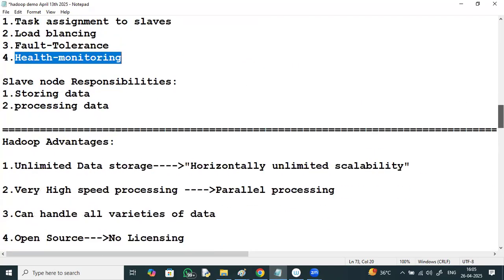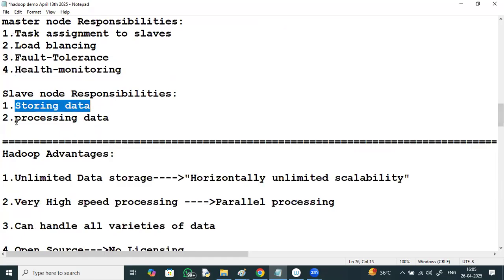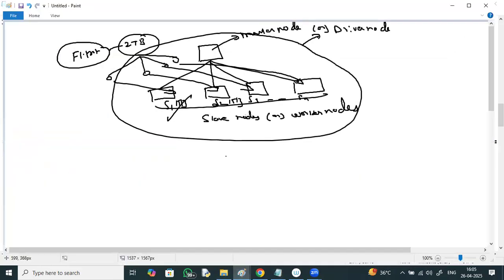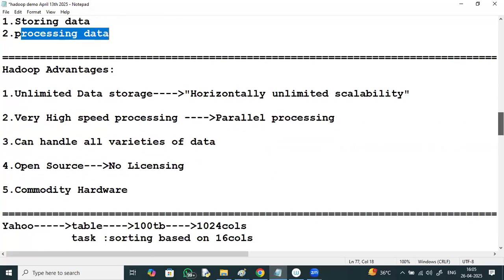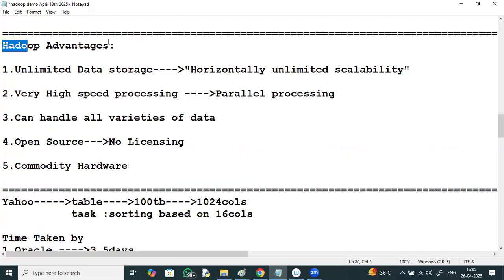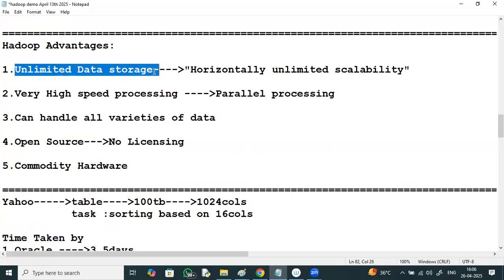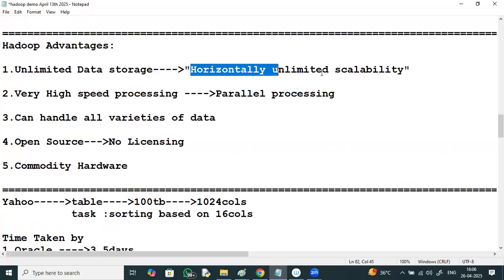Slave node responsibilities are only two: store the data and process the data. Generally, if you see the slave nodes, they are going to store the data and process the data. Now coming to Hadoop advantages. Unlimited data storage, right? Unlimited data storage because of horizontally unlimited scalability.